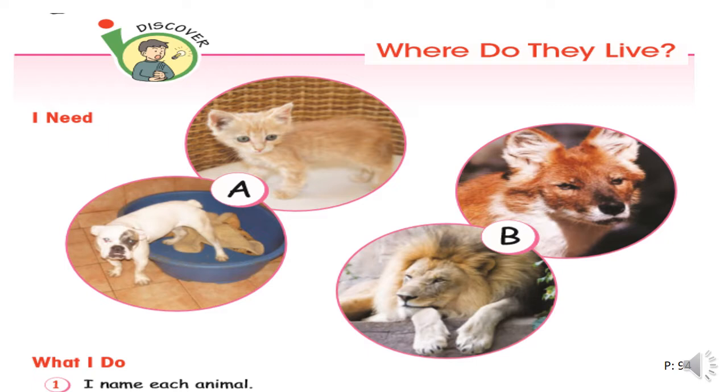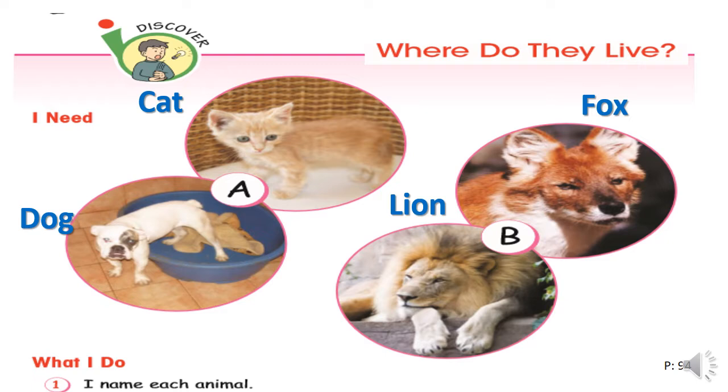What do I have to do? I have to name each animal. It's so easy. What do we see here? We have cat. We have dog. Cat and dog are in group A. Then I have fox and lion in group B. So, what do we have in group A? Cat and dog. What do we have in group B? Fox and lion. These are two groups of animals.